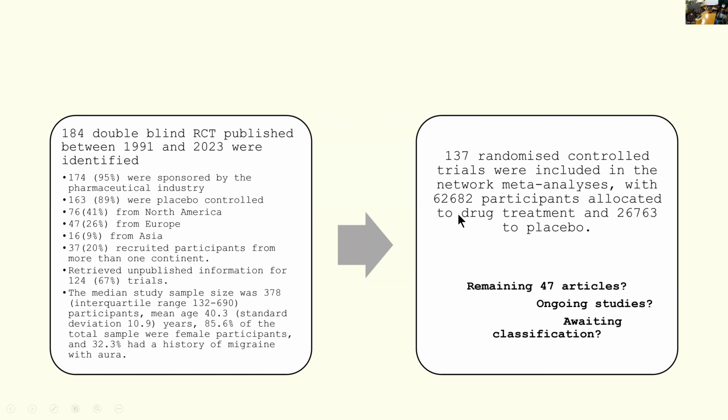Only 137 were included in the network meta-analysis. They have not really mentioned what happened to the remaining 47 articles. Were they ongoing studies or were they awaiting classification?